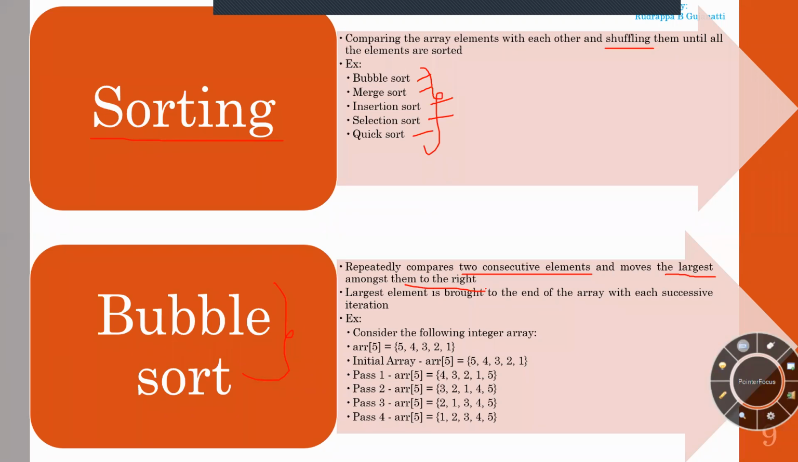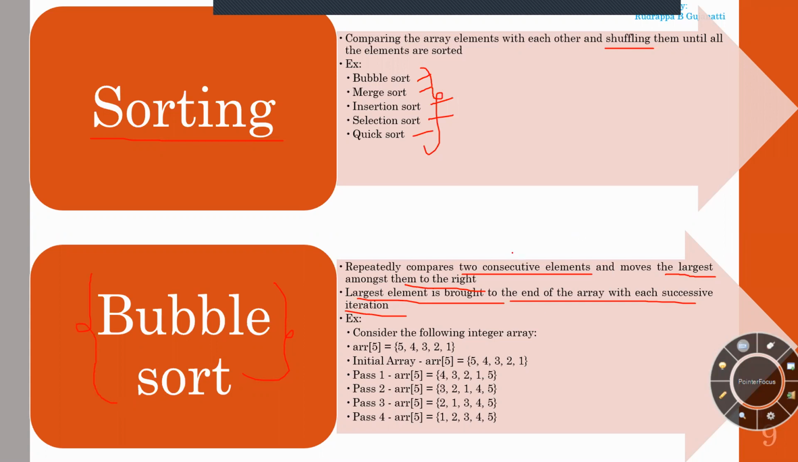So basically you are moving the largest element and making it the end of the array, that is the last element which is present in the array. So the largest element is brought to the end of the array in successive iterations. You have to repeat this process until the arrangement in the array is in ascending order. So you are applying bubble sort for that purpose.